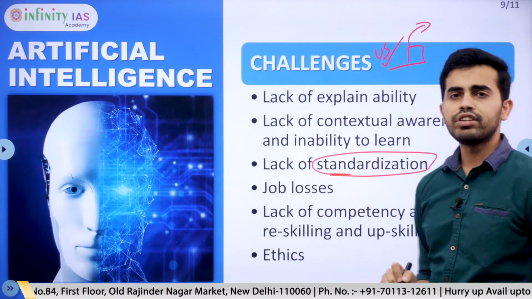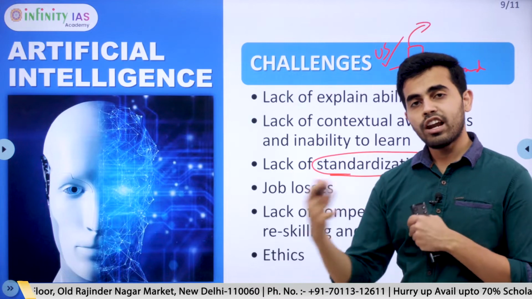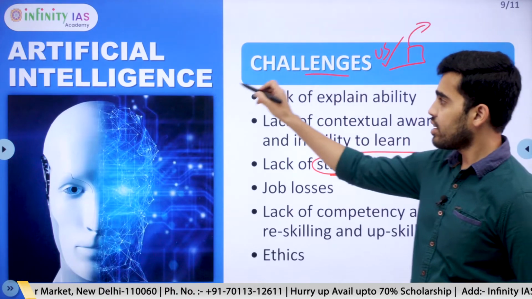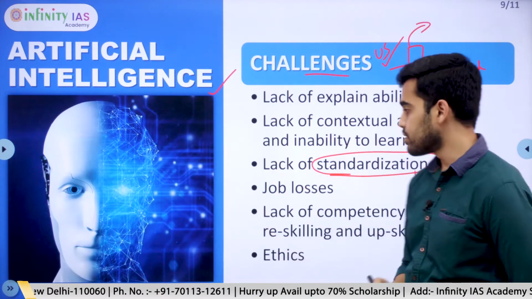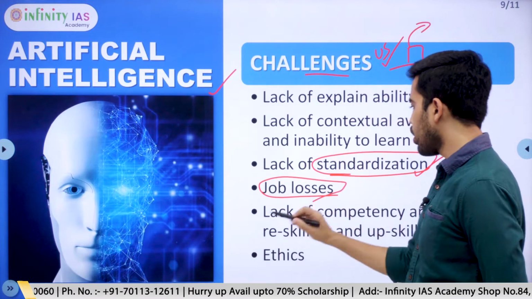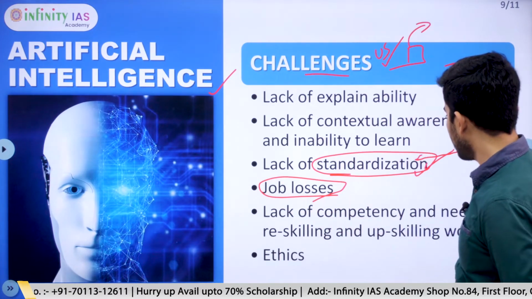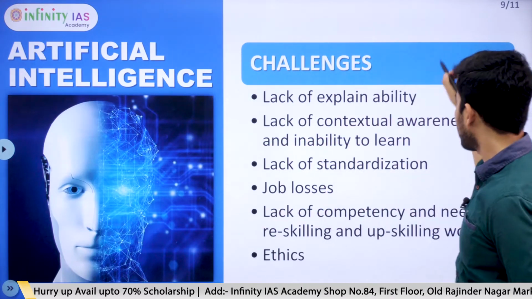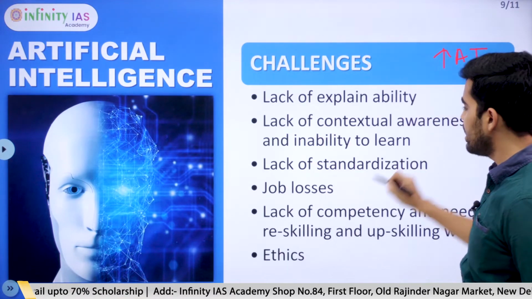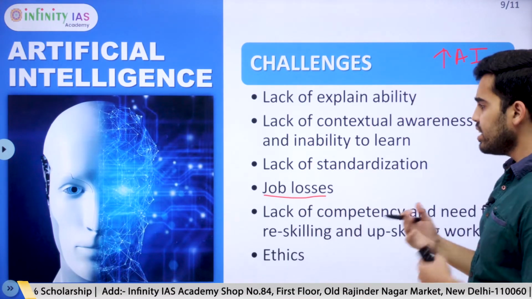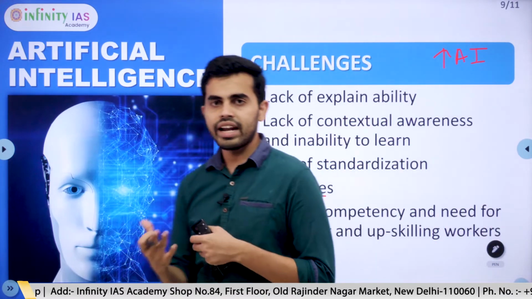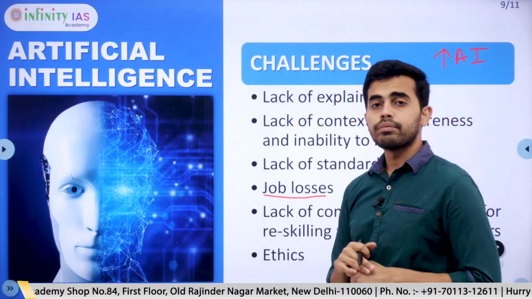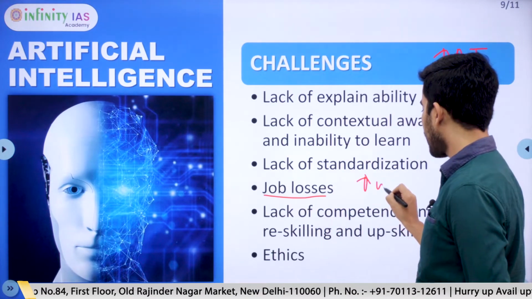The learnings of artificial intelligence are not standard and cannot be applied to all the countries. So that becomes a very big challenge for scaling artificial intelligence. Next is job losses. We have already seen that unemployment is increasing, and rising artificial intelligence can further lead to job losses. Many jobs which are being done by human beings right now can be performed by artificial intelligence or computers in the future. This will lead to increased unemployment.